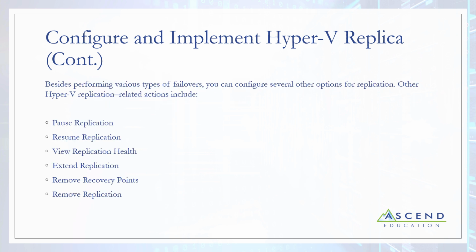There may be times when you need to pause replication, like when you're doing Windows updates or something like that. And then once you're done pausing, you can go ahead and right-click on the virtual machine and choose to resume replication. And as I mentioned earlier, you can look at the replication health. You can extend the replication or remove recovery points if you decide you're running out of space. And then you can also just delete replication altogether if you feel you no longer need it.